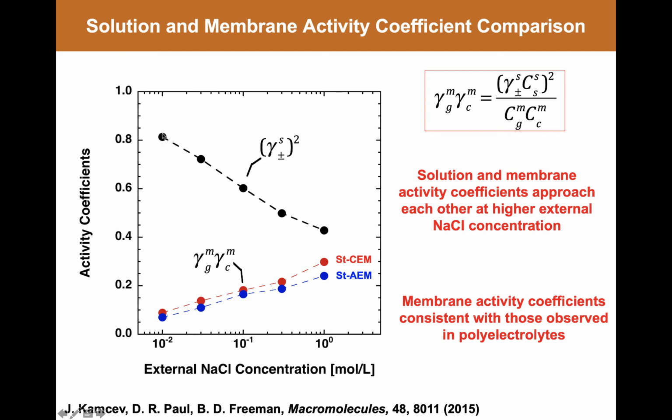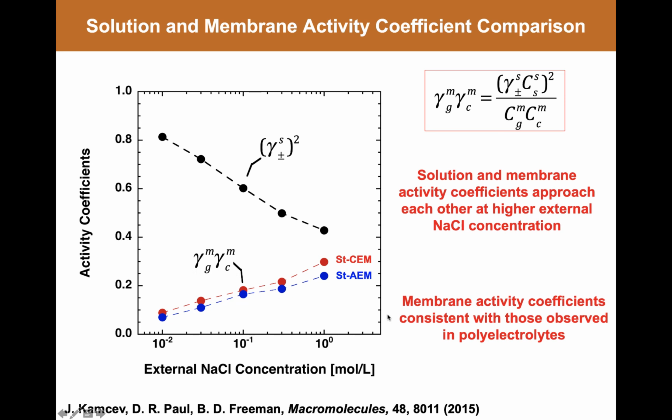Now that gamma term previously was the ratio of these two activity coefficients, and you can see at low concentration that's on the order of 10. And so it's a long ways from 1, as was assumed in the ideal Donnan model. And we think this is the cause of the breakdown in the Donnan model to describe ion solubility into ion exchange membranes.